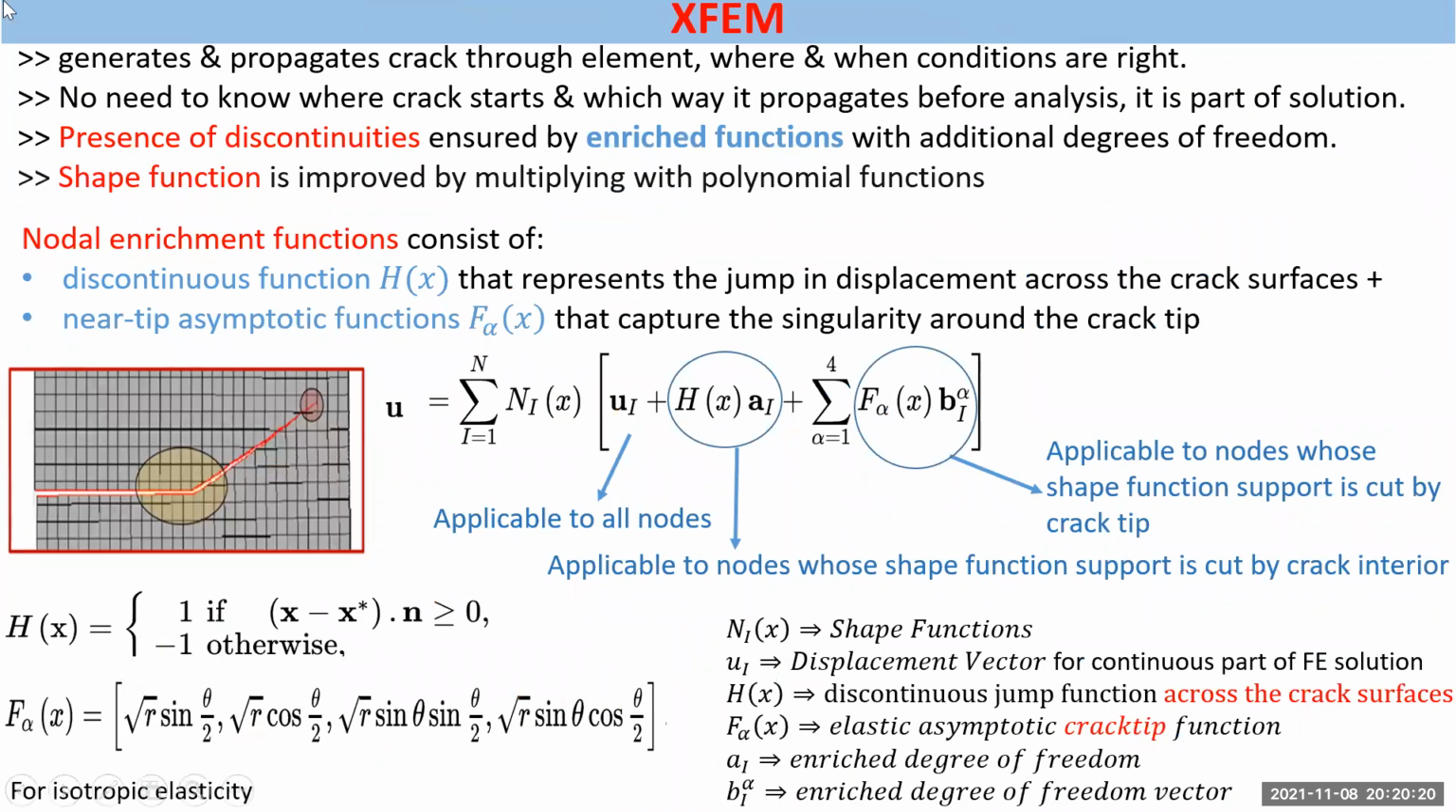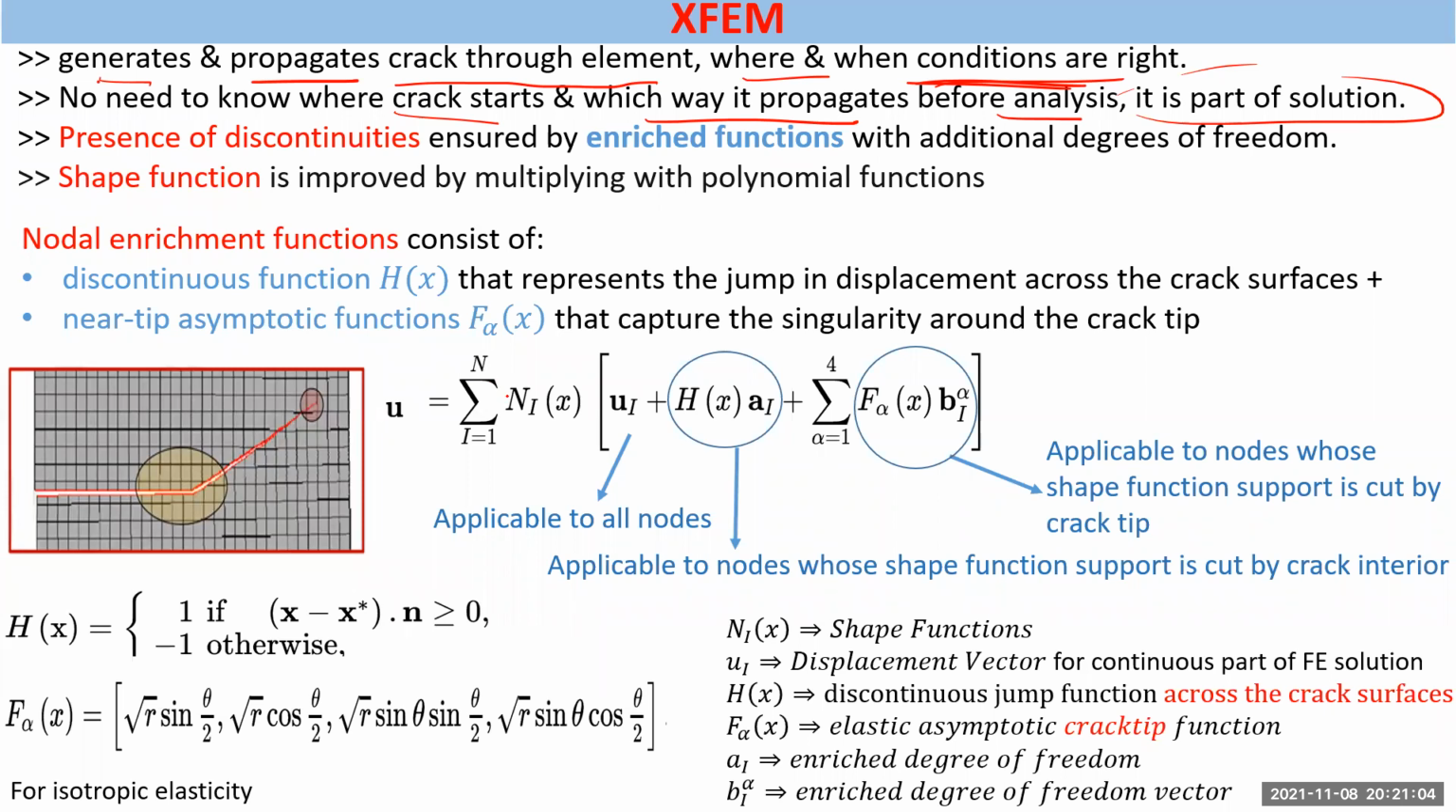The extended finite element method, because of these phantom nodes, generates and propagates cracks through elements where and when conditions are right. We are not trying to create the direction for the crack. Based on the solution, it's going to decide where the crack forms and how it should propagate, wherever the conditions are right. So we don't need to know where the crack starts and which way it propagates before analysis. It is part of the solution. That's why extended finite element is really useful.